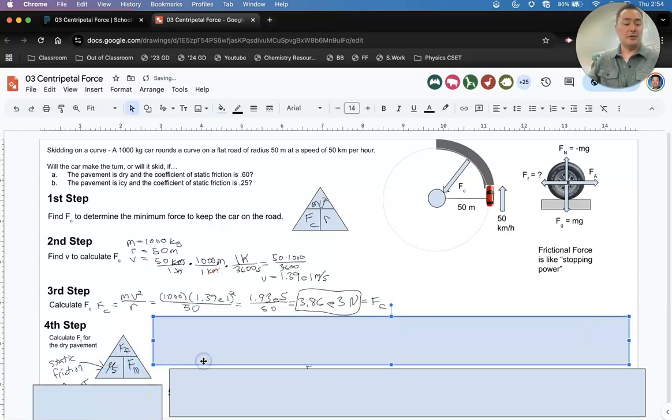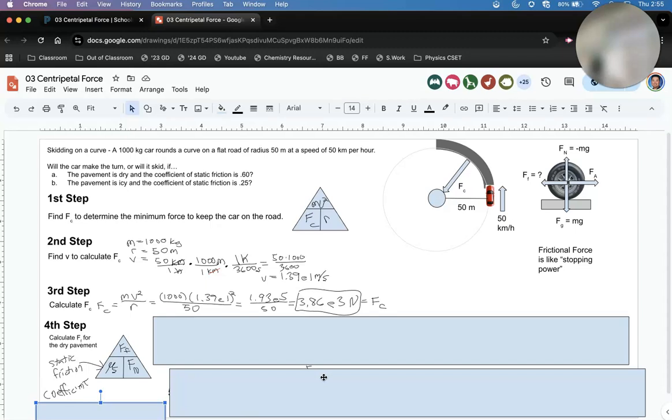You need to use another new triangle, and that's probably why this is so challenging for students. We need to use a concept called the static friction coefficient. It's that number, the higher it is, the more friction there is. The lower the number, the less friction there is. Our practice problem says, if the pavement is dry, the coefficient of static friction is 0.6. If the pavement is icy, the coefficient of static friction is 0.25. Higher the number, more friction. Lower the number, less friction.